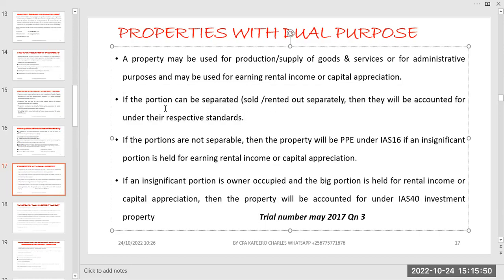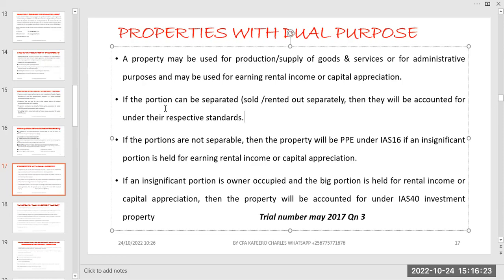We are saying if the portion can be separated, and by separation we are talking about if it can be rented out separately or sold separately, like these condominium sellings whereby someone can be on the 4th floor and says, I have a title for that, I bought this floor, it is mine, this one is not mine. If it can be sold separately, then they will be accounted for under their respective standards.